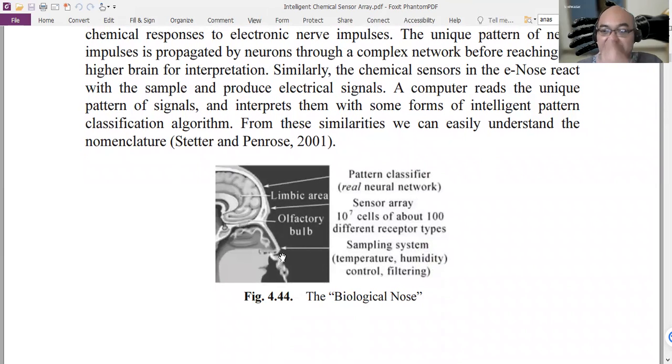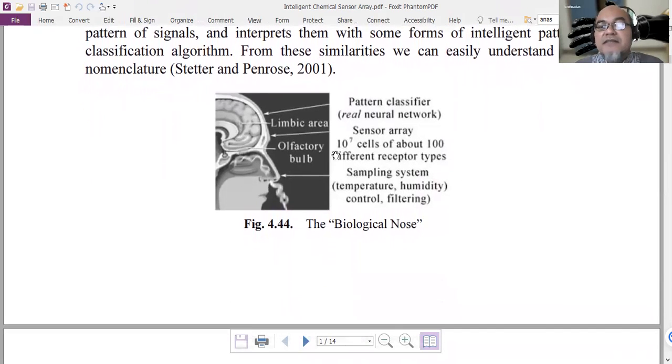The structure is basically resembling that of our biological nose. The sampling system consists of, of course, our nose and the nostrils. It has also some hairs inside to filter the dirt, etc. It has also temperature and humidity control, because it is connected with our human body temperature control system. Then it has the sensor array here at the olfactory bulb, containing 10 million, 10 to the power of 7 cells of about 100 different receptor types. So even until now, the best human-made electronic nose does not have so many cells like this one. Then it has this pattern classifier in our brain. It's a real neural network, which will then try to determine the pattern from the signal coming out of the olfactory bulb.